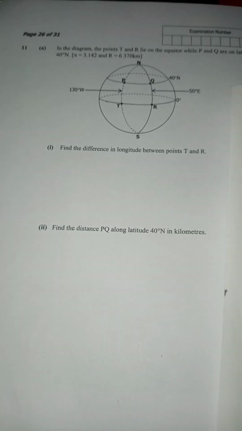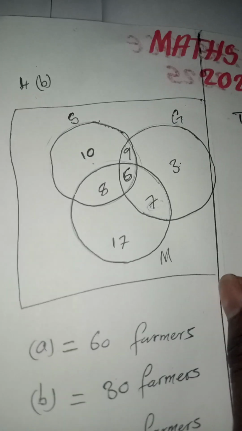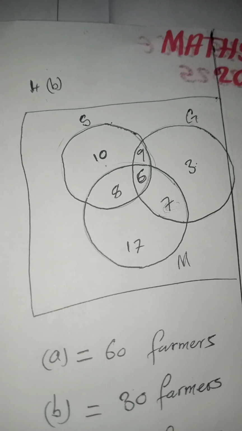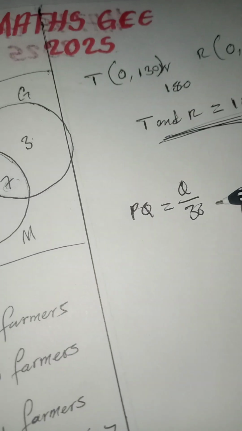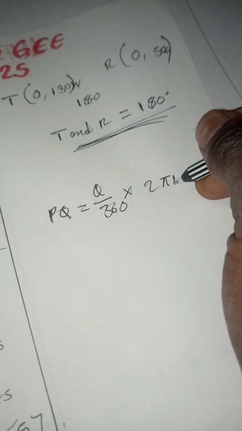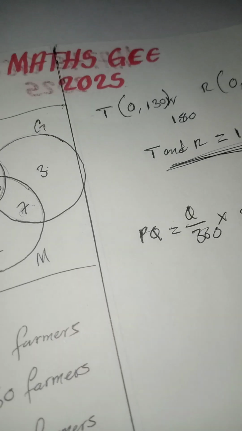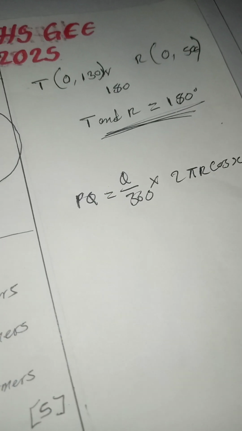Then again the question reads, find the distance along the latitude 40 north in kilometers. So now let me show you the formula for finding the distance. The distance PQ, since it's along the latitude, you are going to use this formula: theta over 360 times 2 pi r cos lat. You can use this formula. So now we are going to substitute them.